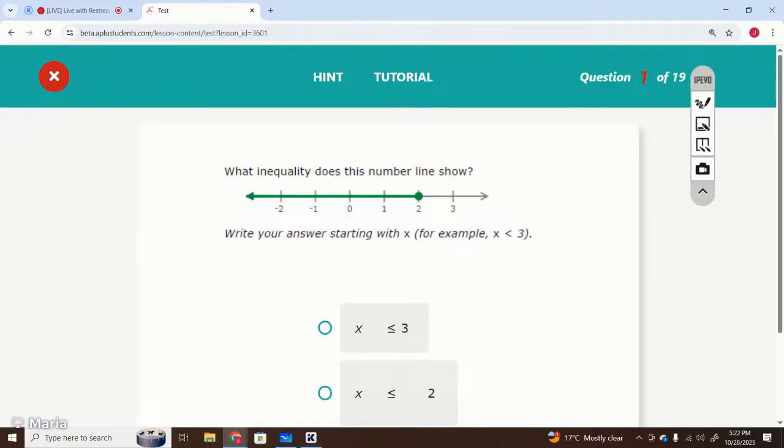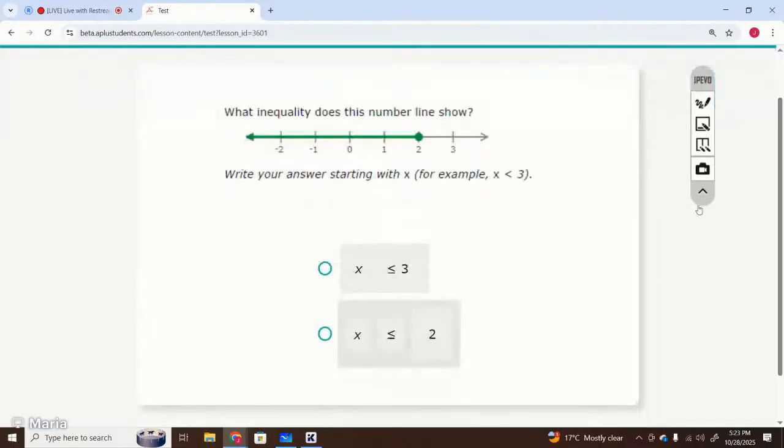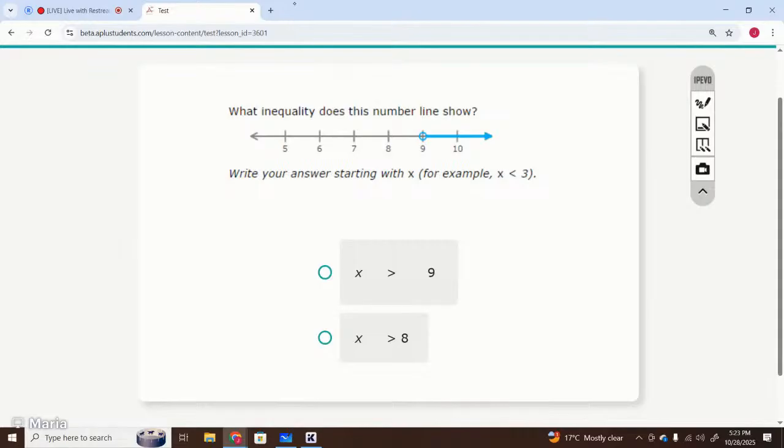What inequality does the number line show? So the arrow is pointing on the left, that means it will have a less than sign, right? And 2 is also the closed circle, so x is less than or equal to 2. Option number 2 is the correct option.